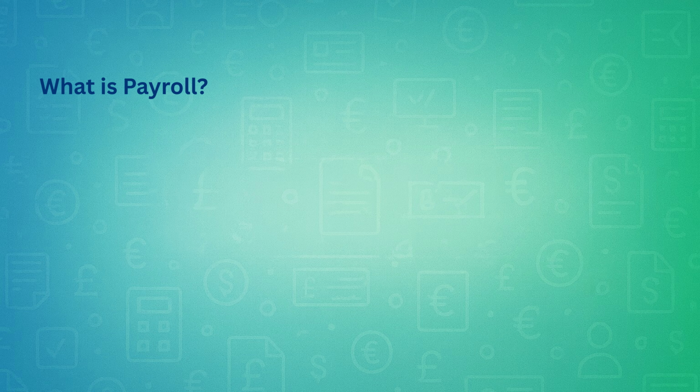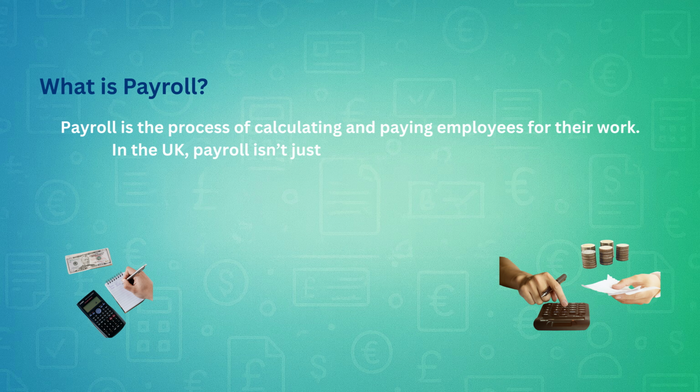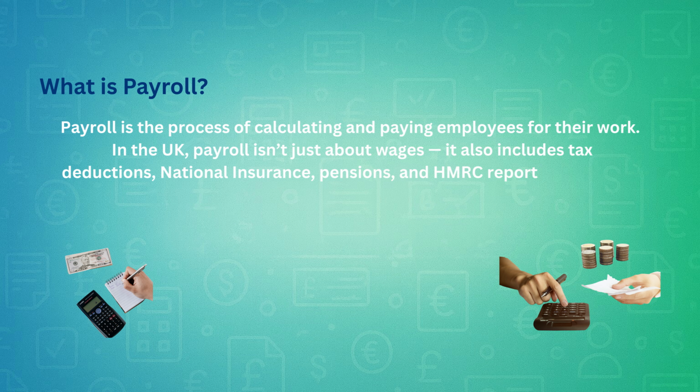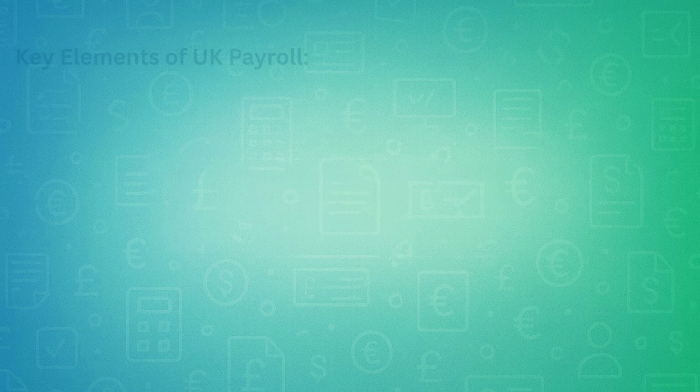First, what is payroll? Payroll is the process of calculating and paying employees for their work. In the UK, payroll isn't just about wages, it also includes tax deductions, national insurance, pensions, and HMRC reporting. Whether you're an employee trying to understand your payslip, or a small business running payroll for staff, knowing the basics is essential. Let's break it down step by step.